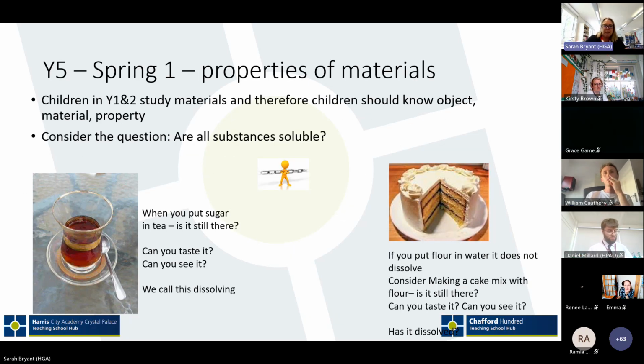Year 5, again, materials. They've done Year 1 and 2 materials, considering the question, are all substances soluble? So we're going to test them. When you put sugar in tea, is it still there? Can you taste it? Can you see it? We call this dissolving, a new term. A lot of children think the sugar has melted. So again, it's unpicking some misconceptions, but they do know that it still tastes sweet. So they know intrinsically that it is there. Thinking about a cake, if we put flour into water, it doesn't dissolve, otherwise we wouldn't get a nice delicious cake at the end of it.